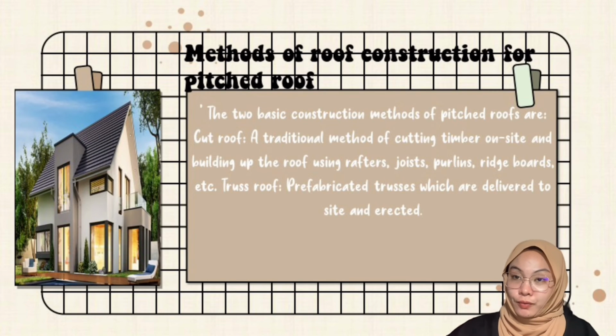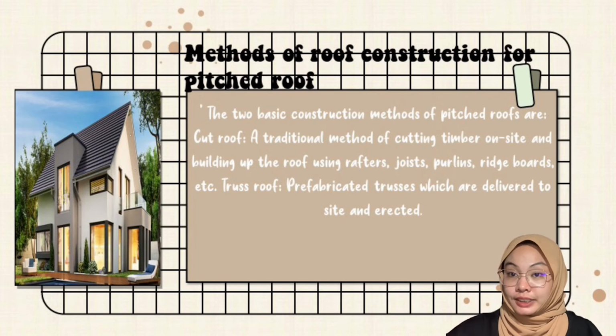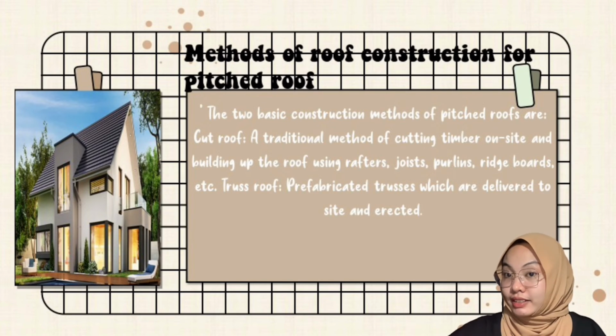Method of roof construction for the pitched roof. The two basic construction methods of pitched roof are, first, cut roof: a traditional method of cutting timber on site and building up the roof using rafters, joists, purlins, ridge board, etc. Second, truss roof: prefabricated trusses which are delivered to the site and erected.